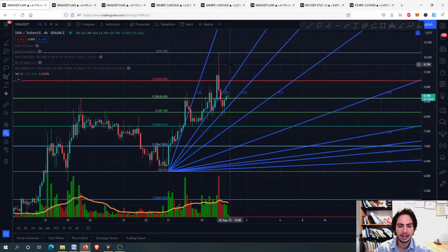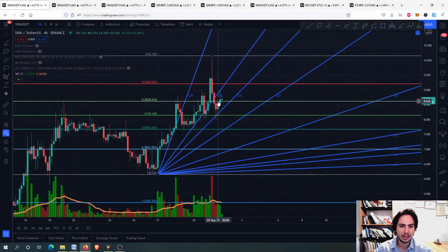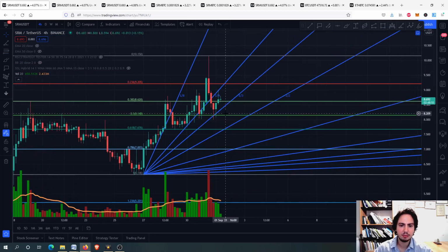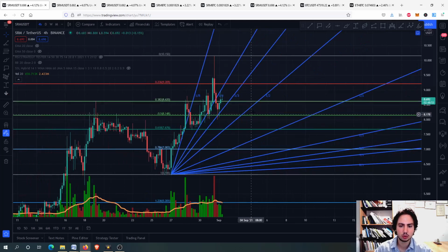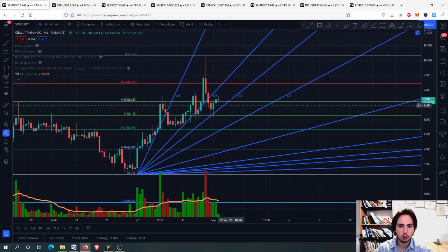I can close the magnet right now. You can see that we have some important support levels. At the same time, we are using these support levels with the Gann fans to say where we are right now. So now we are in this zone right here.